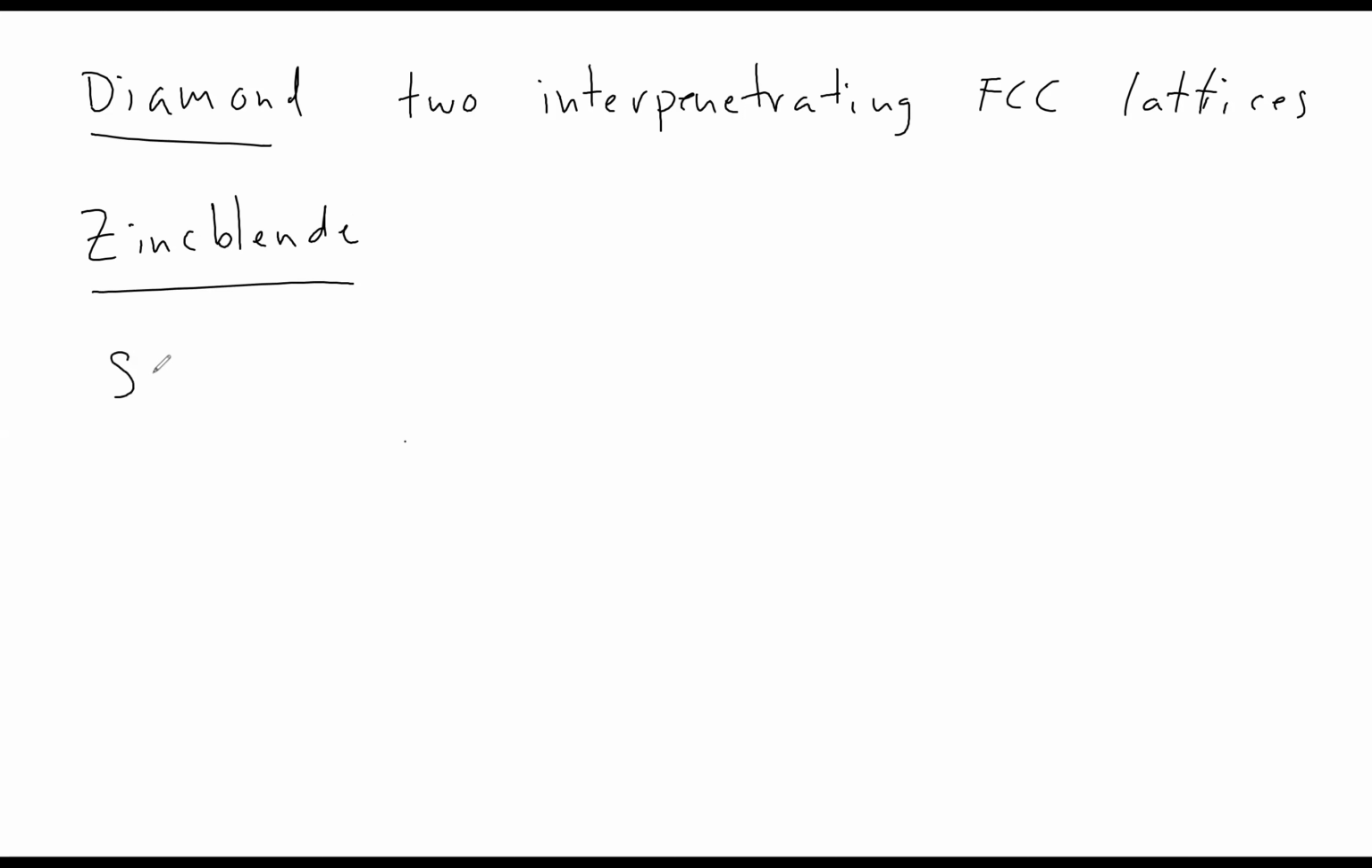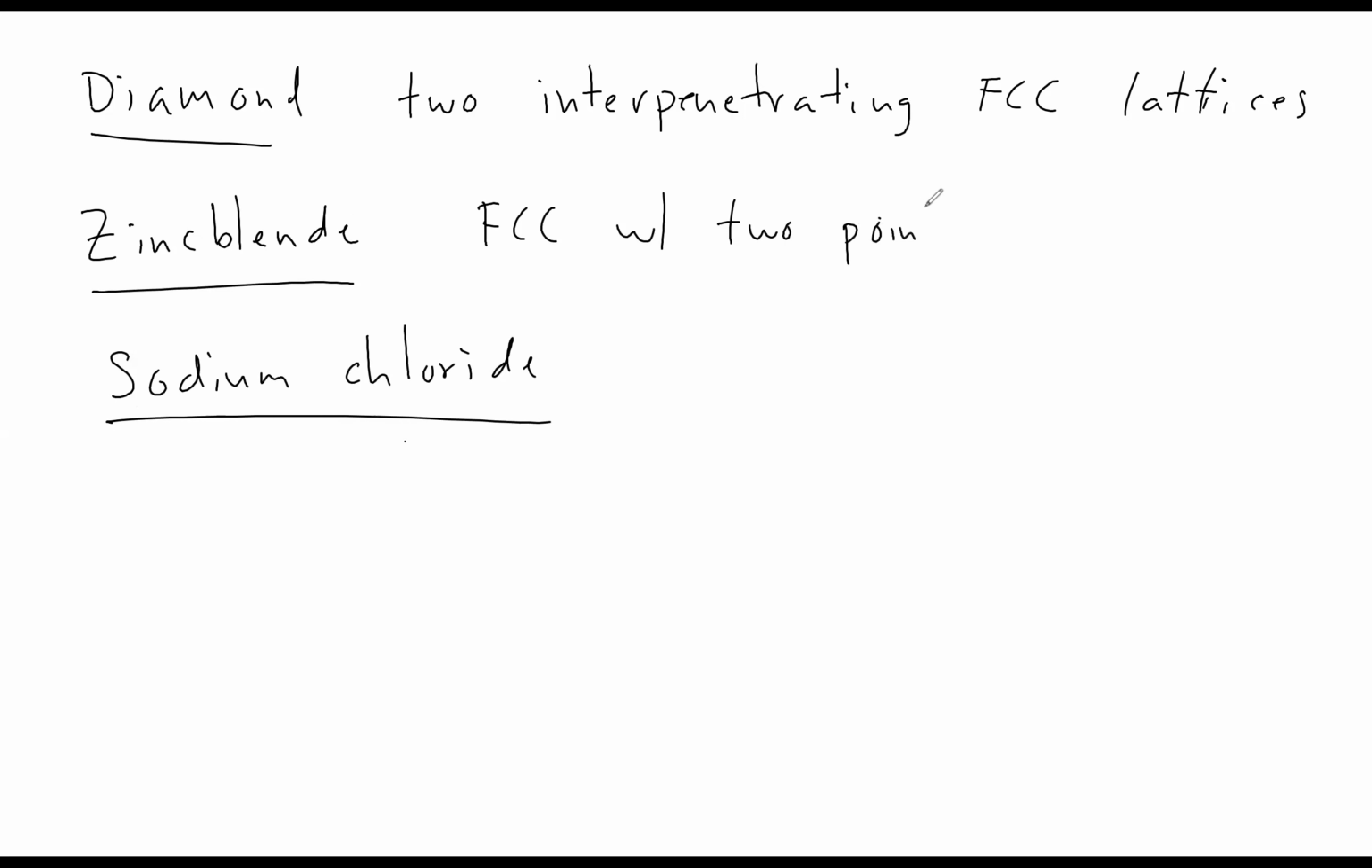The sodium chloride structure is also an FCC lattice with a 2-point basis. It's slightly different than the zinc blende structure. Obviously, sodium chloride occurs in this structure. One can also have simple cubic with a basis. This is the cesium chloride structure.